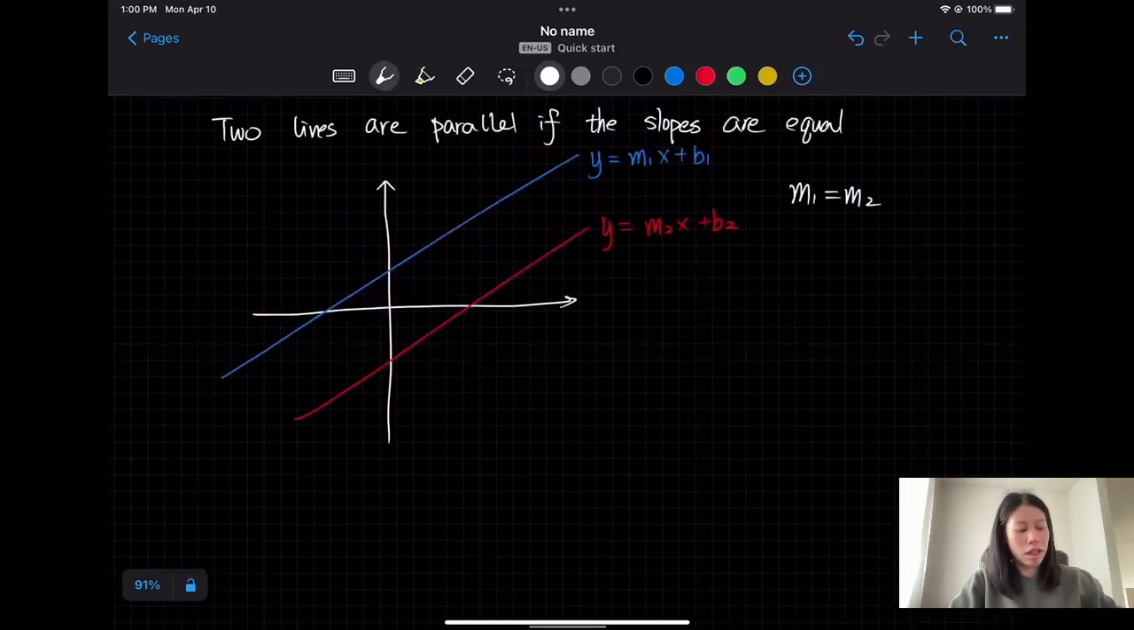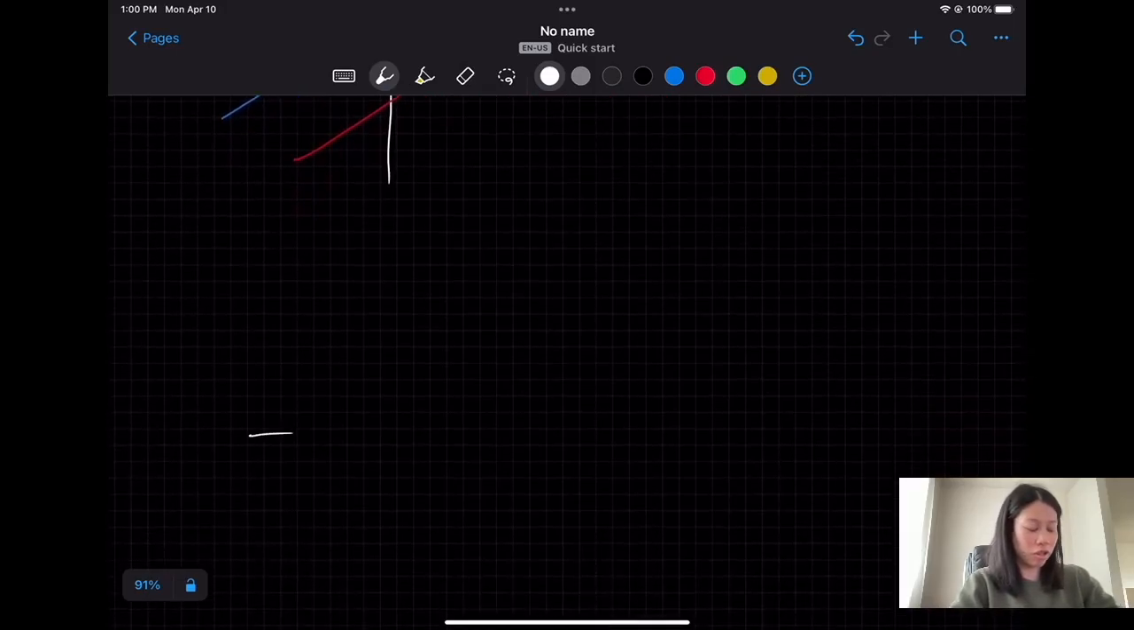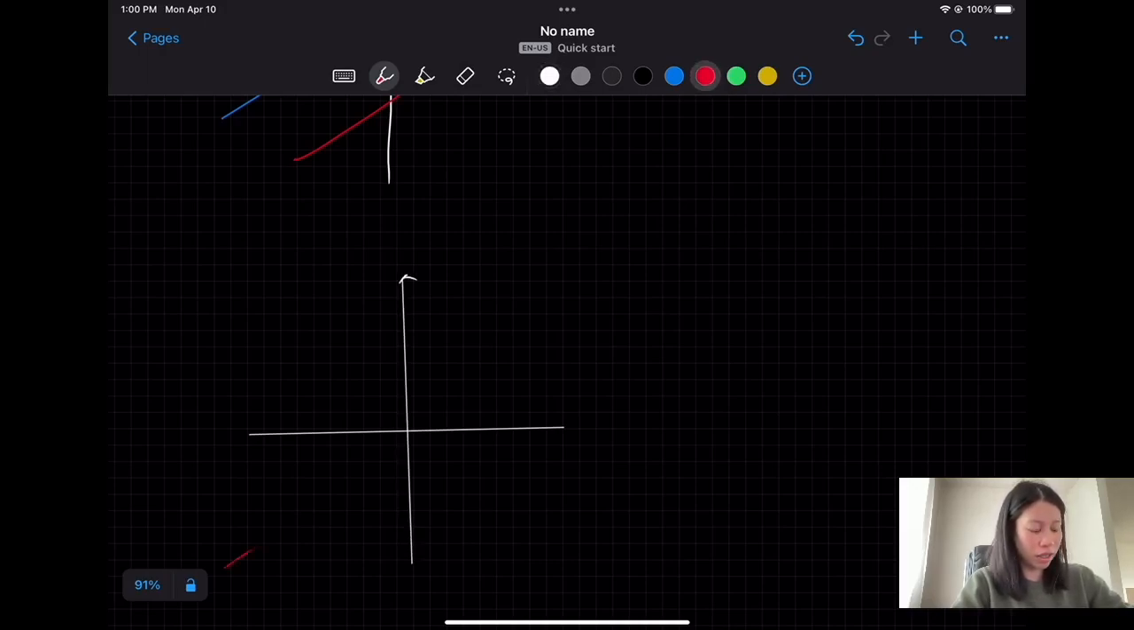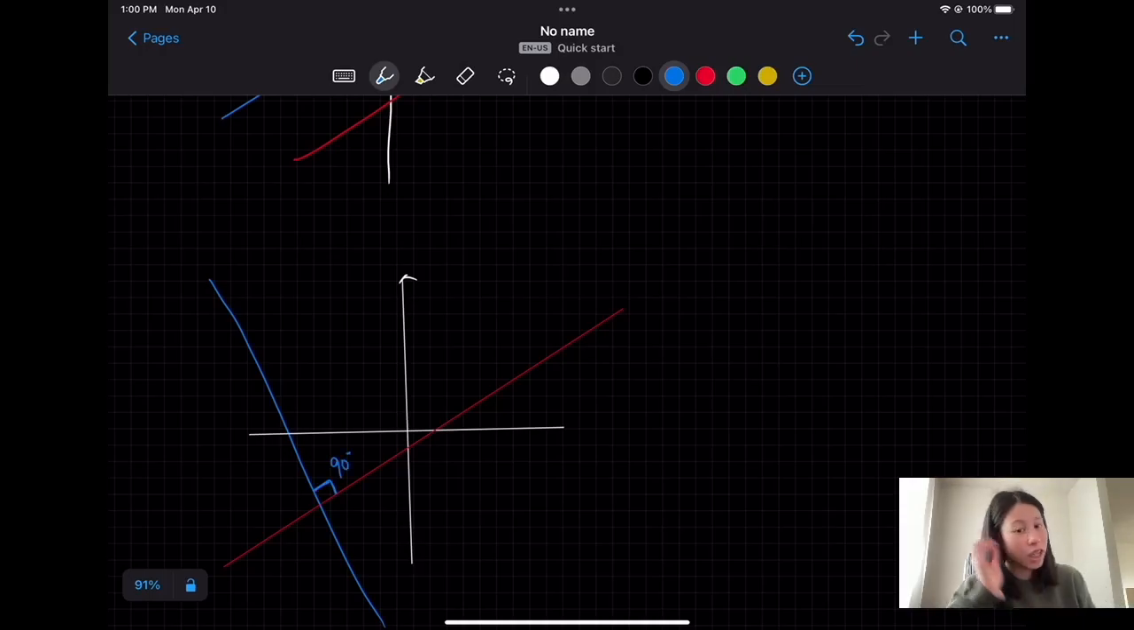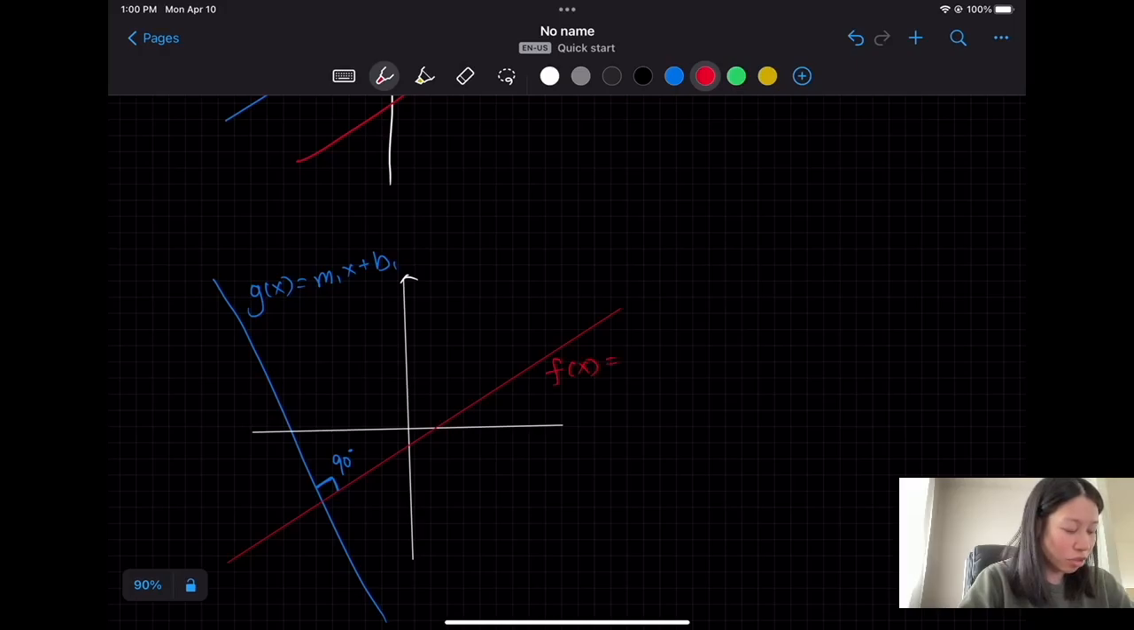Okay, so another one is perpendicular lines. So what is perpendicular? That means you have these two lines, line A, the red one, and a blue one. When they're perpendicular, these two lines form a 90 degree angle, right? So how can you determine if lines are perpendicular? If I have a function g of x equals m1x plus b1, and then f of x equals m2x plus b2, what happens to the slope?